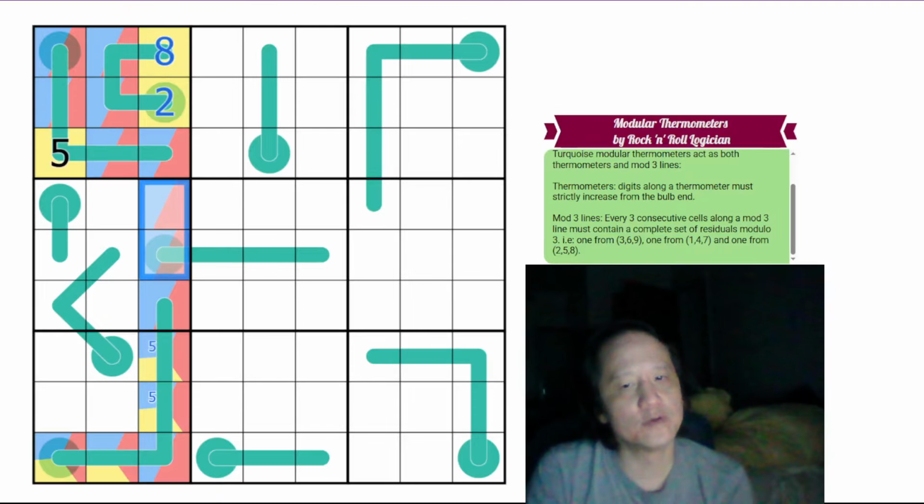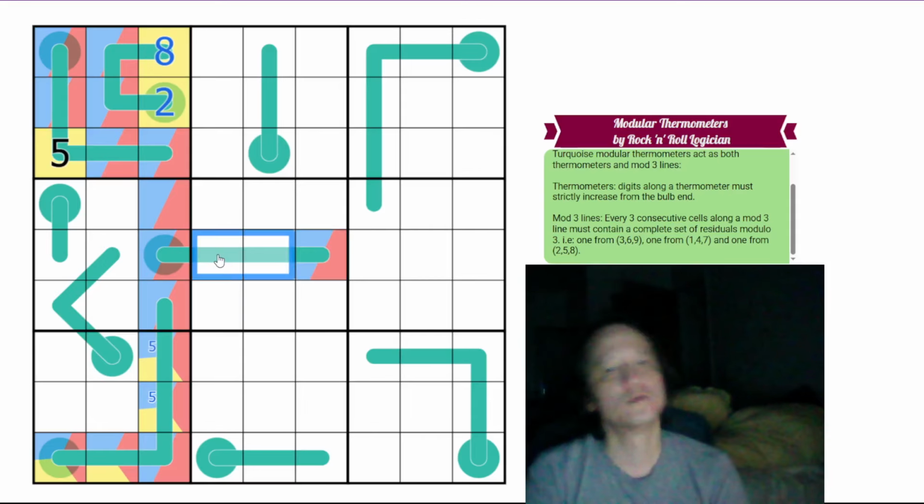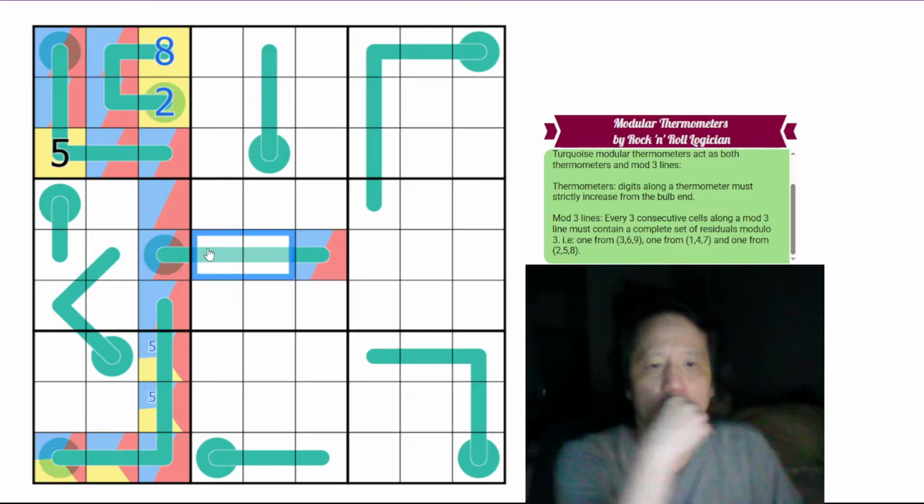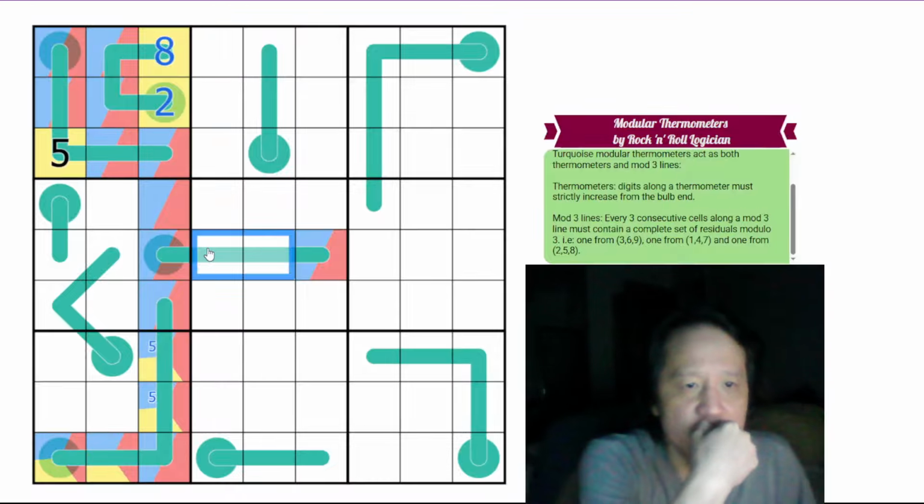These have to be blue and red, so this must be blue or red also. So one of these is yellow. We're not sure which. Okay.